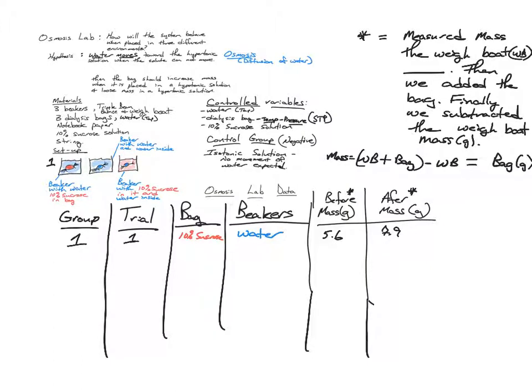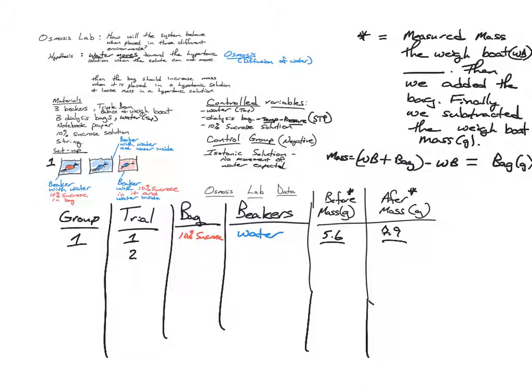Group 1, trial 1. Trial 1 gave us 5.6, 7.9. Anybody else with this same group? Yeah. Same group, not same group of people, but the same test group. In other words, 10% sucrose, and the beakers had water in it. Somebody else give me some data for trial 2.